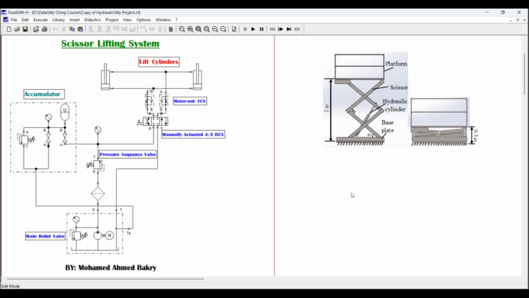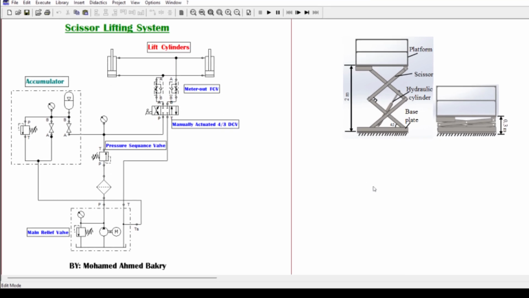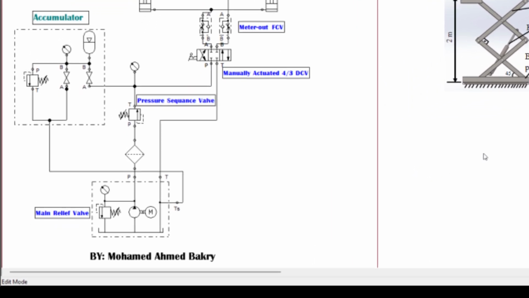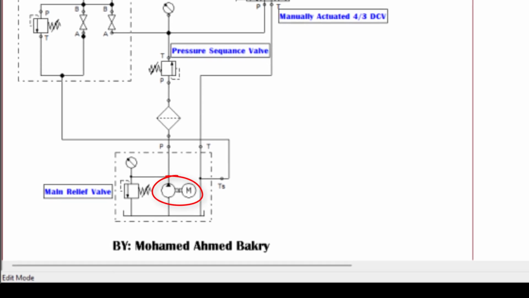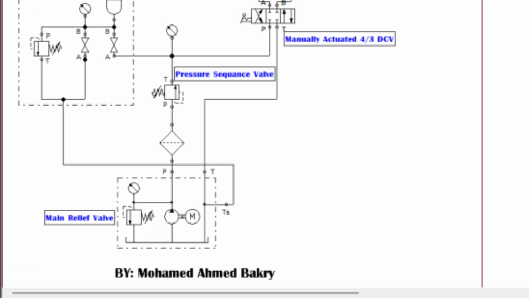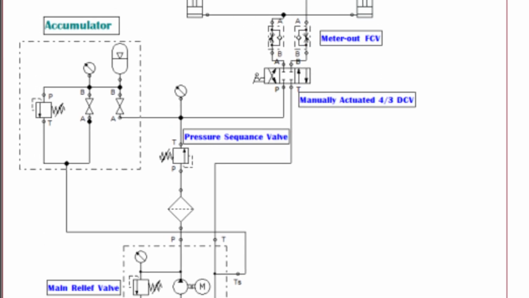Hello everyone. In this video, I'll explain the hydraulic circuit of a simple scissor lifting system in detail. First, the system starts with a hydraulic pump connected to an electric motor. The pump draws oil from the tank and delivers it under high pressure into the hydraulic circuit. This pump serves as the primary source of hydraulic energy for the system.